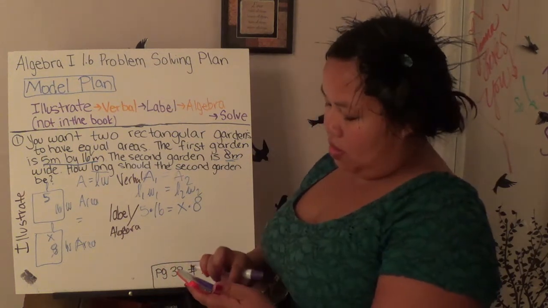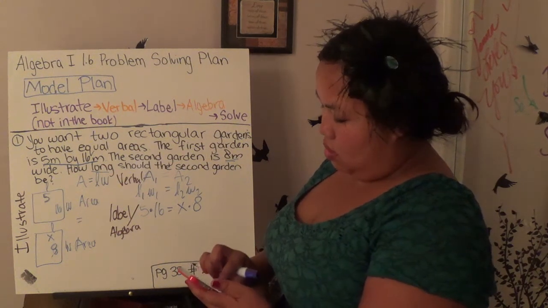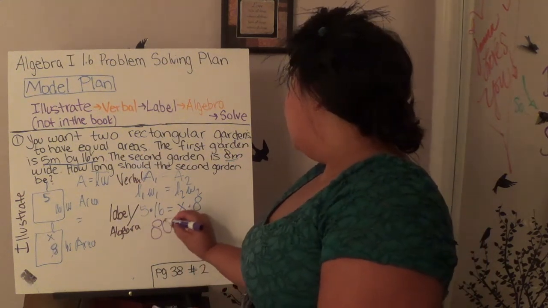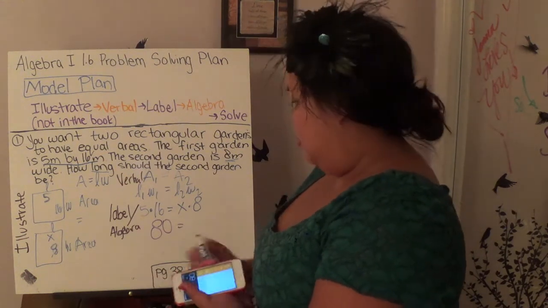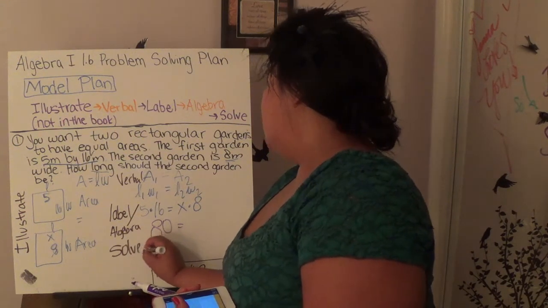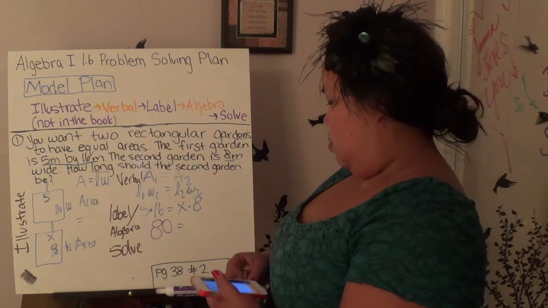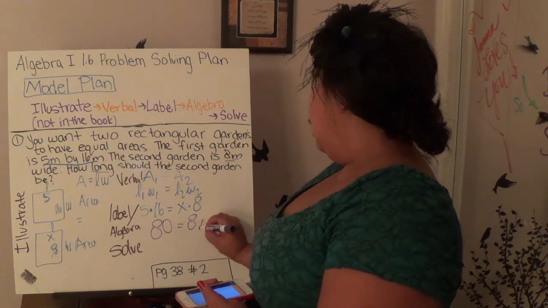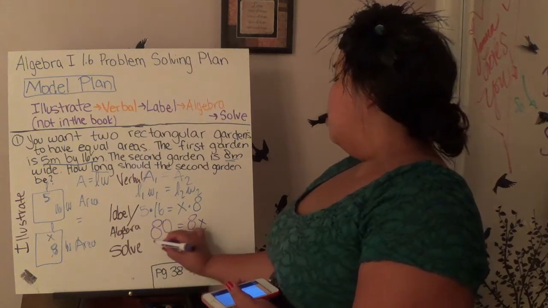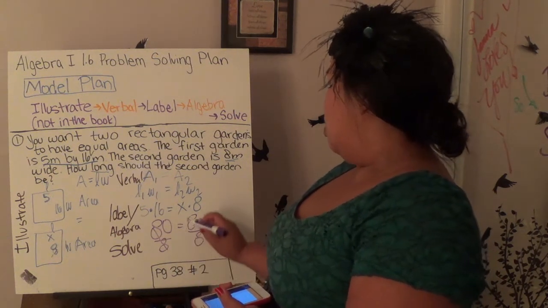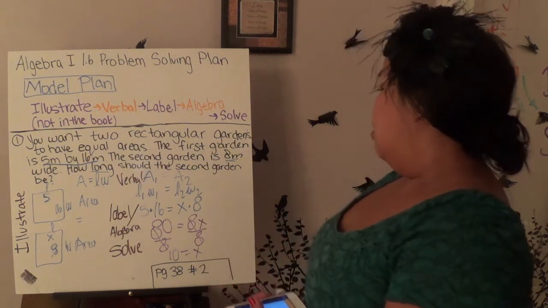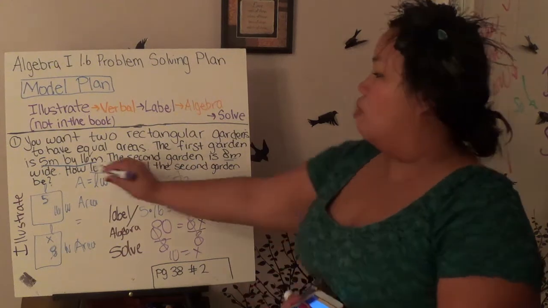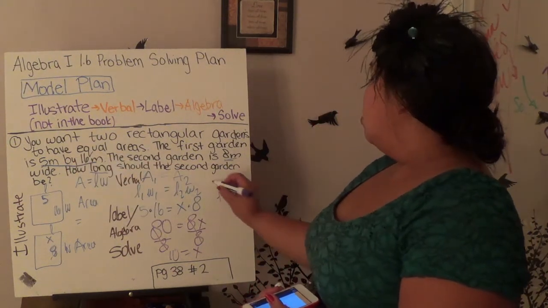5 times 16 is 80, equals, and this is me solving, x times 8, same thing as 8x. Then I divide both sides by 8, and this cancels out, and becomes 10 equals x. So that means my x is 10, so my length equals 10. But I'm not done, because it's a story problem, so I have to put in meters.